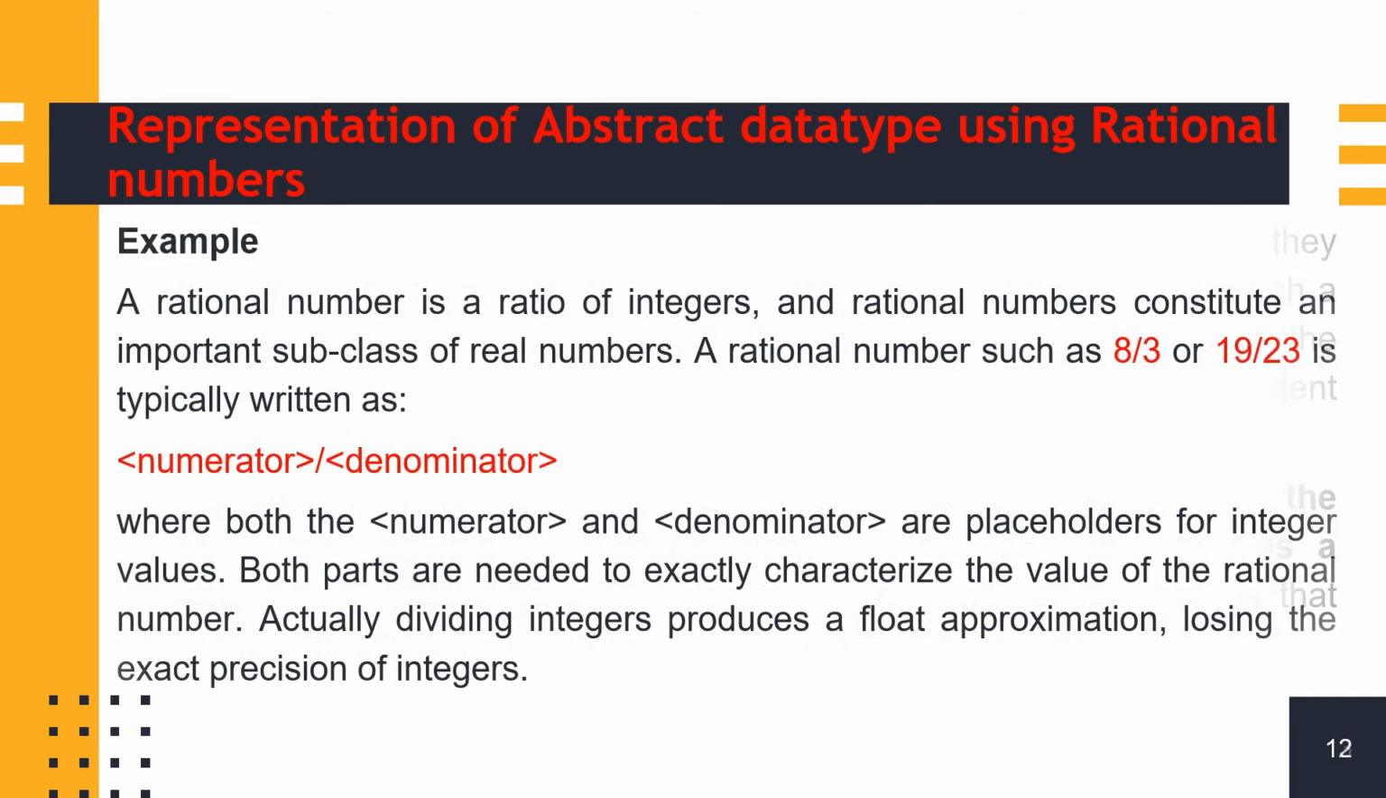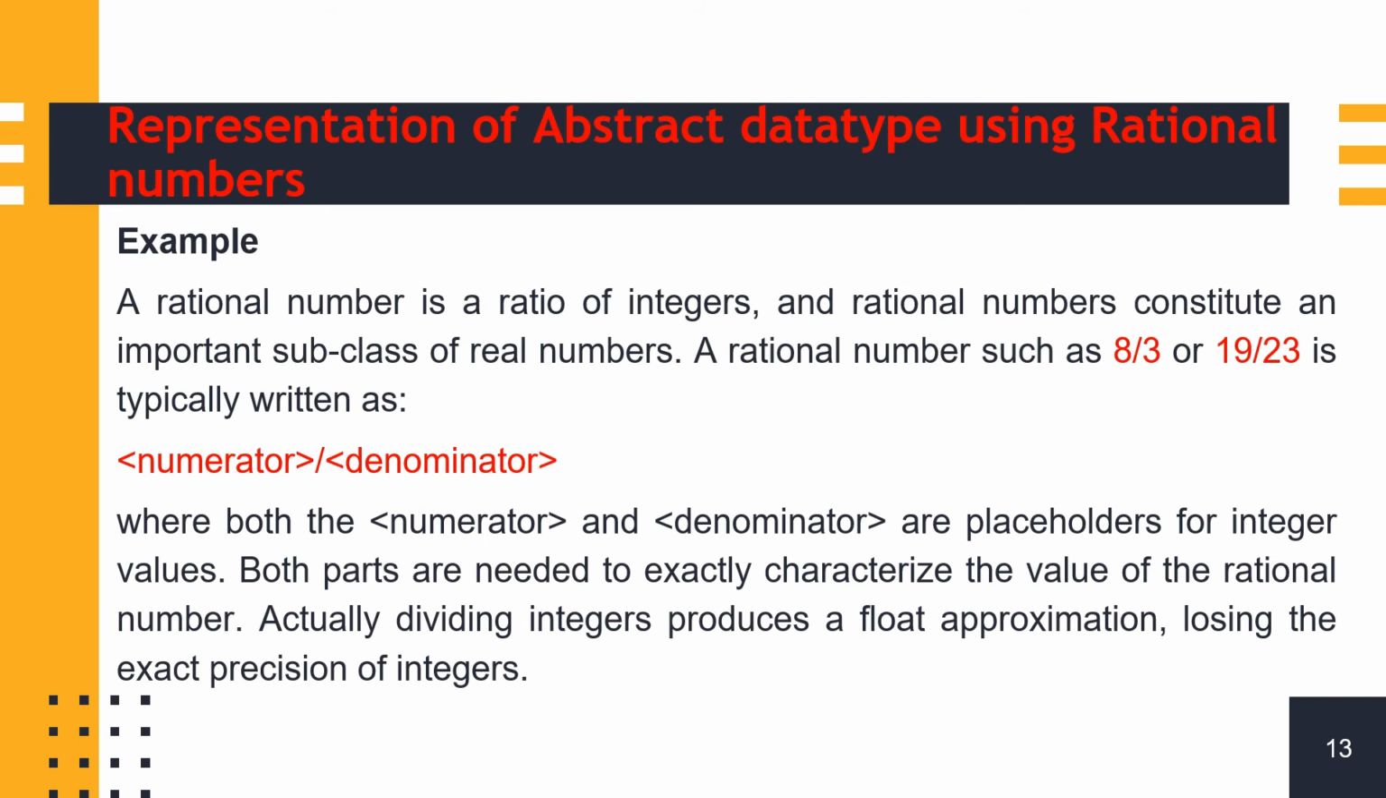Now a rational number is a ratio of integers, and rational numbers constitute an important subclass of real numbers. A rational number such as 8/3 or 19/23 is typically written as numerator divided by denominator, where both the numerator and denominator are placeholders for integer values.